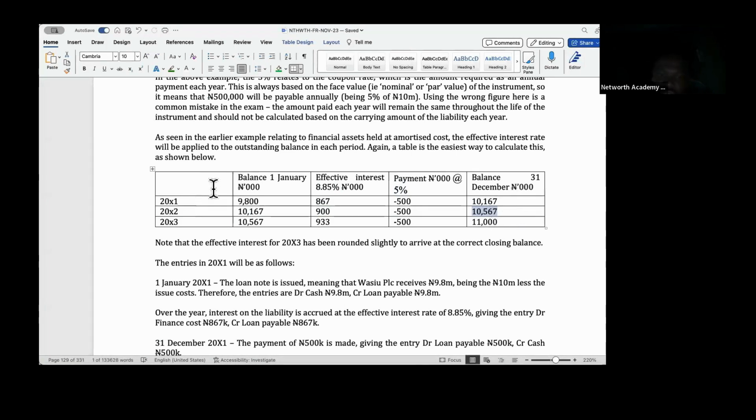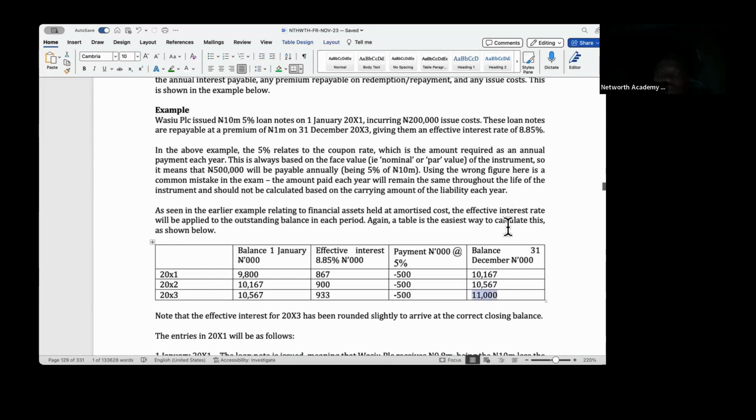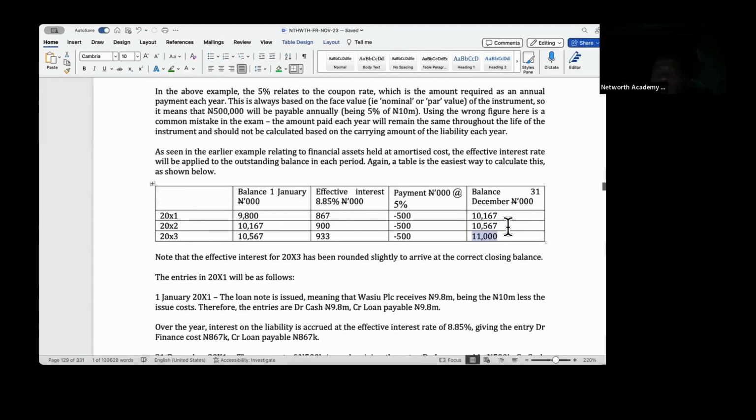Then year 3, you carry it forward again. 10,567 at the beginning. Then 8.85% on 10,567. That gives 933. Then you would pay 500 naira or 500,000. Then the balance is 11,000, which coincides with the 11,000 maturity amount as given in the question.